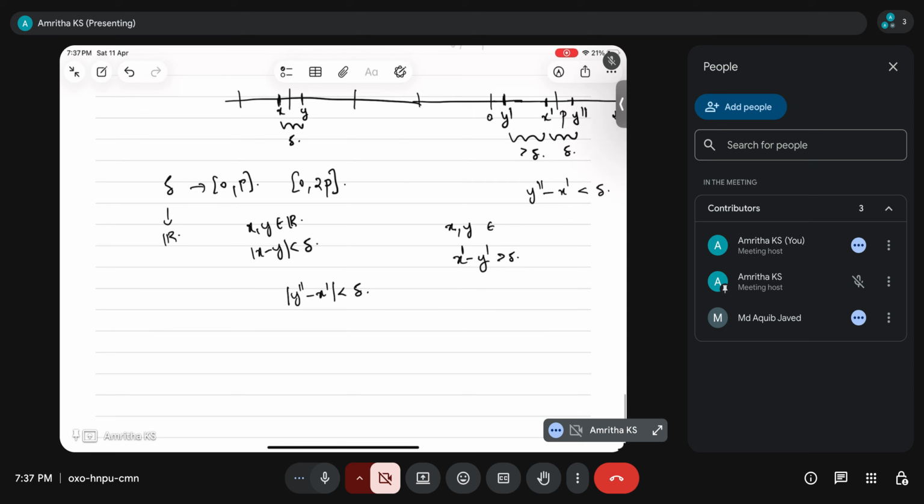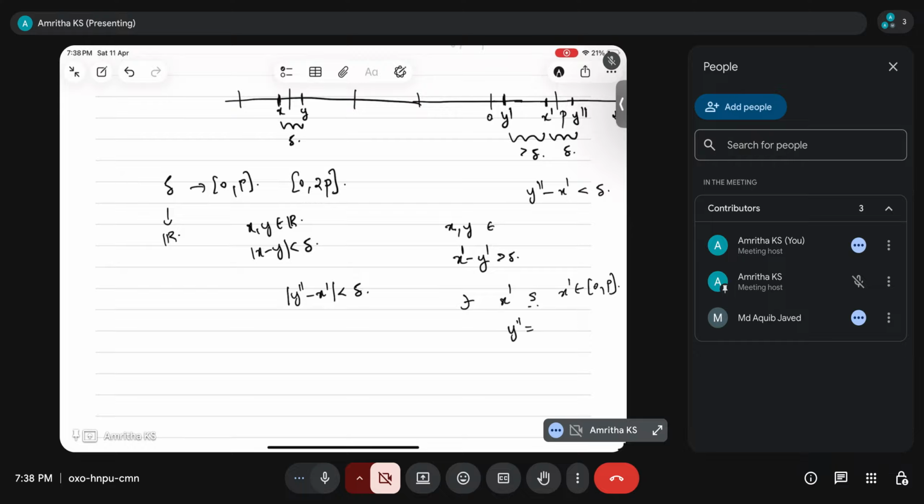That means first of all, suppose you take p equals 1. You are sure that there exists x dash such that x dash is in 0p, right?